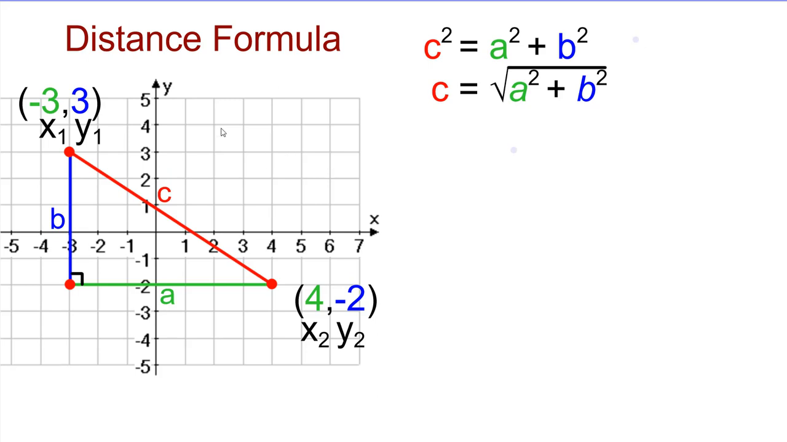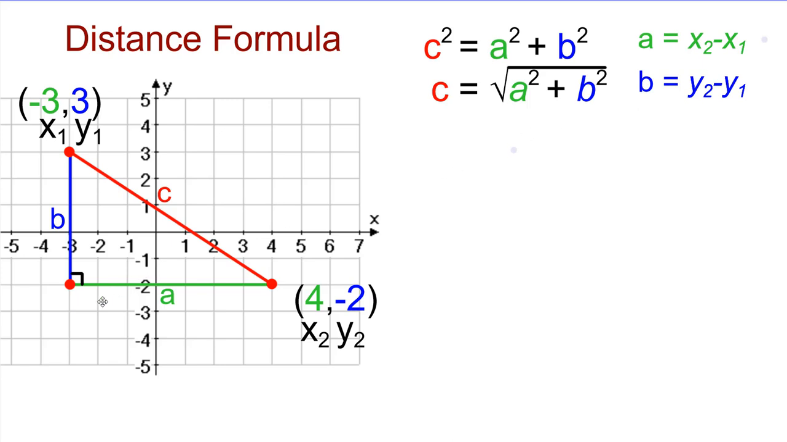So another way that we look at this is with the distance formula, which is the same thing as the Pythagorean theorem. So if I was trying to find c, I'll do c squared is equal to a squared plus b squared. Now, how do you find out what a squared and b squared are? Well, a squared and b squared are going to be the distances between the two points.